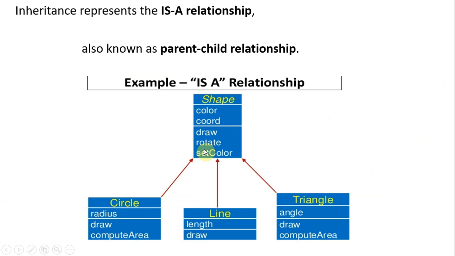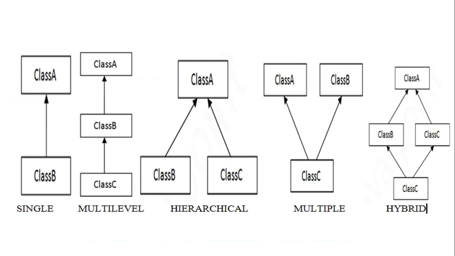Circle is a shape. Shape is a superclass, and circle, line and triangle are the subclasses. The same is happening here. Class A is a superclass, class B is a subclass. If you create only one subclass for a superclass, it is called single inheritance. But if you created a subclass for one class, and you try to create another subclass for that subclass, then it is called multi-level, level 1, level 2, like that.